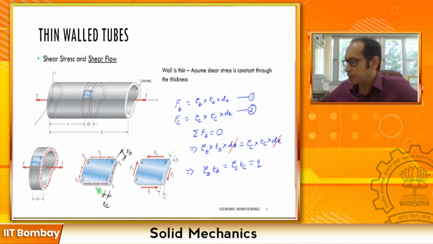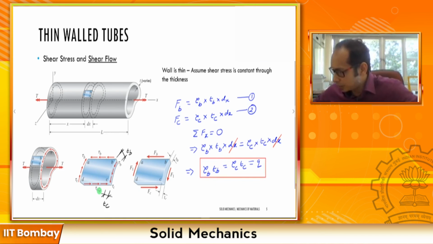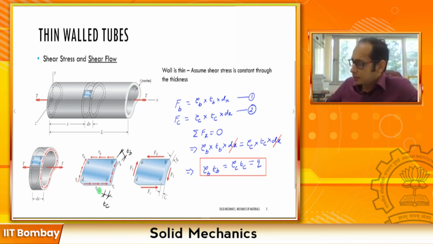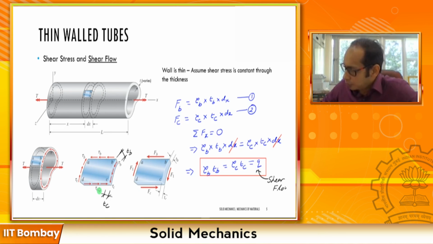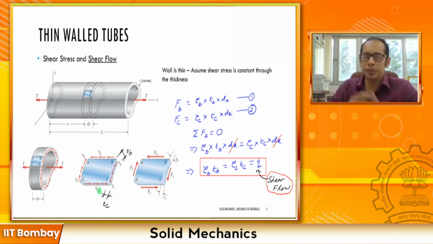And this Q is known as shear flow. So this is very important. So let's just make a marker over here. This Q that I just wrote over here is known as shear flow, right? This is an extremely important concept, and later you will see we will study this a little bit more in detail when we talk about shear stresses in beams and so on.